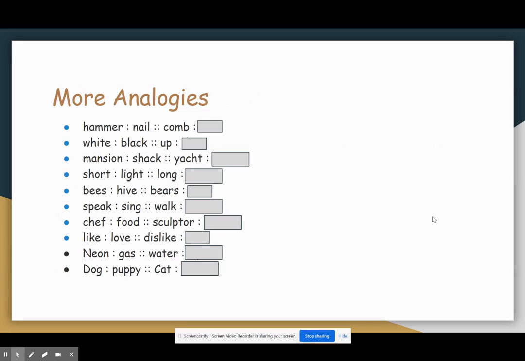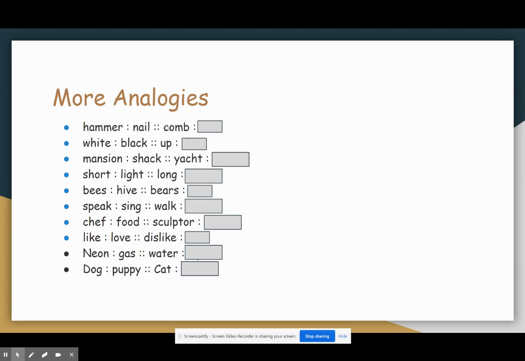If I were looking at these analogies, they don't all have the same kind of relationship. For instance, hammer is to nail as comb is to blank. Well, before I can figure out what's going to go there, I need to figure out the relationship here. So a hammer is a tool. That's what I know about a hammer. And we use it on a nail. So we use this tool on a nail.